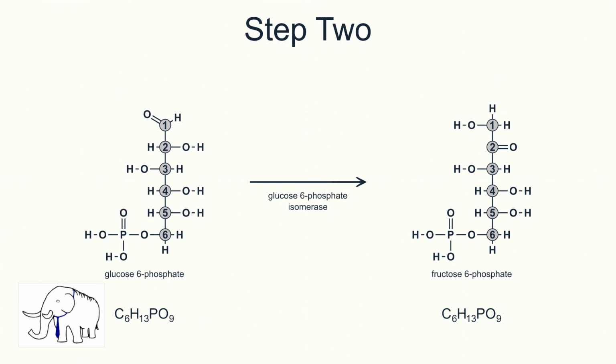In step 2, glucose 6-phosphate is rearranged to become fructose 6-phosphate. This is so we can chop it in half in a couple of steps. If you want to hear some fancy scientific words, it's because glucose is an aldose, while fructose is a ketose, and the chopping in half step only works for a ketose. The enzyme that catalyzes step 2 is glucose 6-phosphate isomerase.